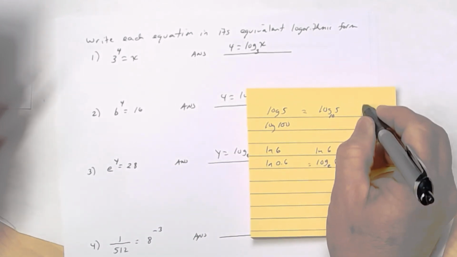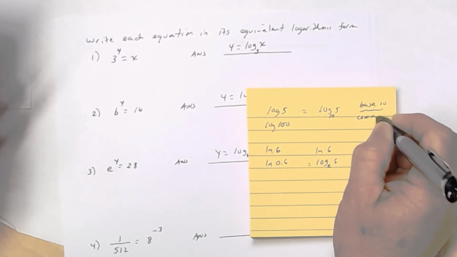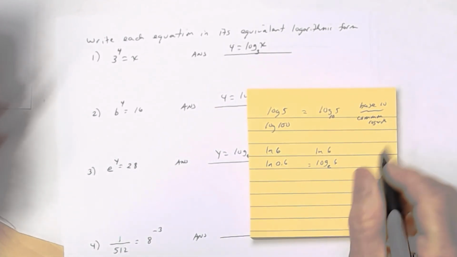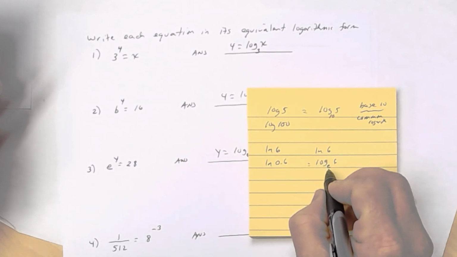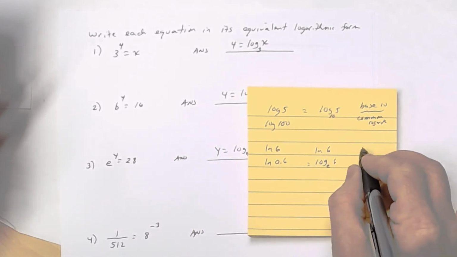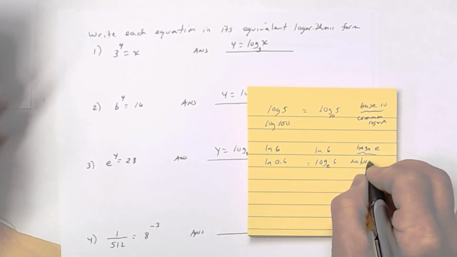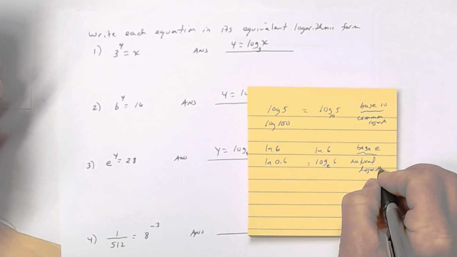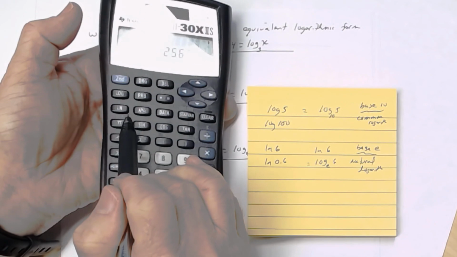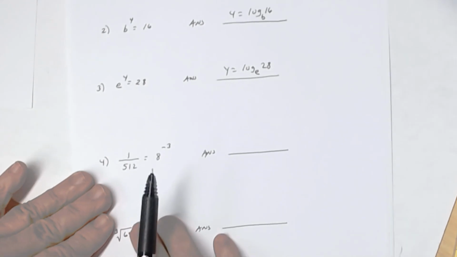Now whenever the base is 10, that's called a common logarithm. But the base has to be 10. If the base is e, then that's the natural logarithm. So base e is called the natural logarithm. And whenever the base is e, we just use ln, ln for a natural log. So just look at it backwards. N is natural, L is log. Okay? All right. Now let's look at number 4.